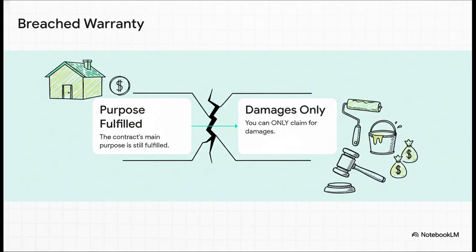Well, the outcome here is way more limited. Because the main point of the contract is still intact, I mean, the house is still standing, right? You can't just tear up the whole agreement. Your only option is to claim damages. Basically, you can sue to get the money it'll cost to fix the mistake. Like the cost of buying a new can of paint and redoing that wall.